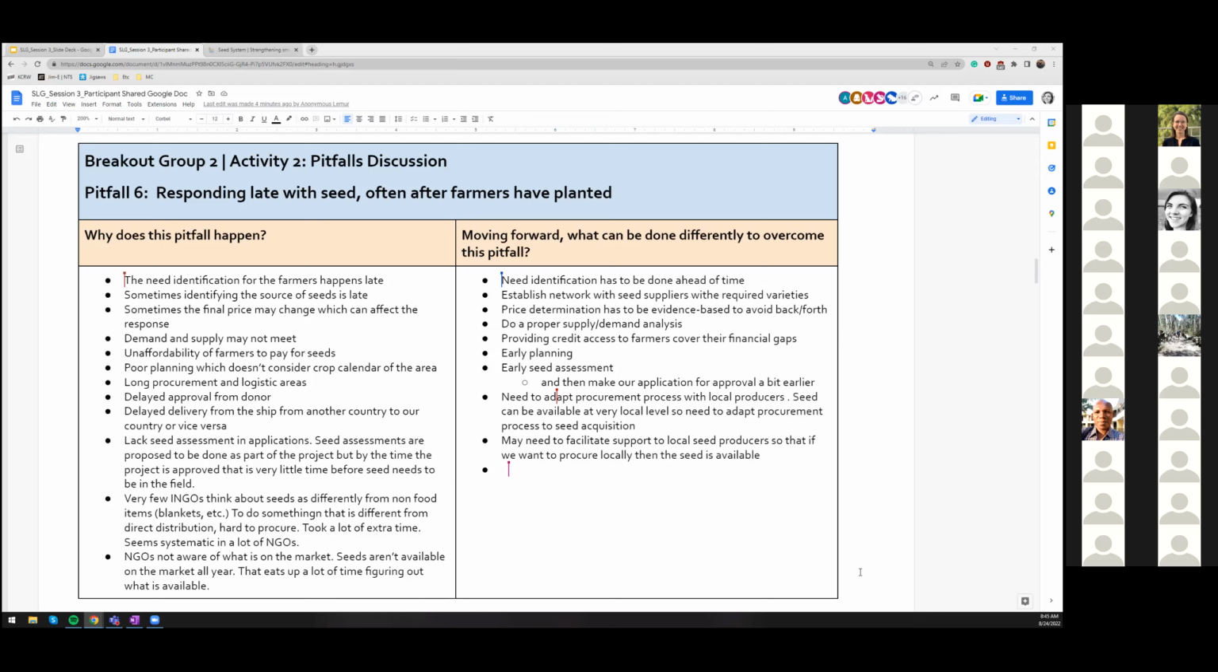And understanding where seed exists. So establishing a network of seed suppliers with the required varieties, understanding who has what. I think those are the main discussion points: needing to plan ahead of time and understand the cropping calendar and the preferences to be able to know where seeds are, and planning for the procurement processes to get them into the hands of farmers on time. But does anyone from group 2 want to add anything to that?